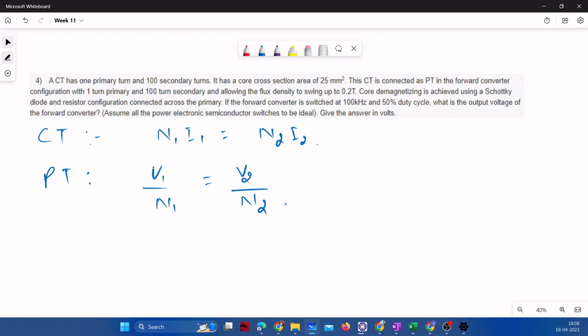As we have already studied, in a forward converter we use a transformer in the manner of a potential transformer, with one turn primary and 100 turn secondary. The maximum flux density it can tolerate is 0.2 Tesla. Core demagnetizing is achieved using a Schottky diode and resistor configuration, which is a lossy configuration. If the forward converter is switched at 100 kilohertz and 50% duty cycle, then we need to find out the output voltage of the forward converter.